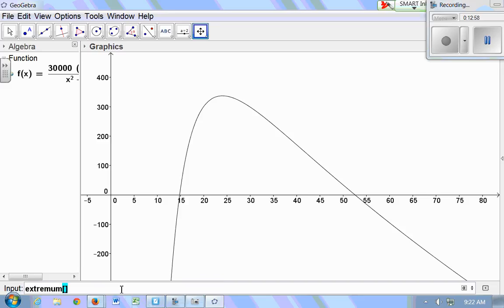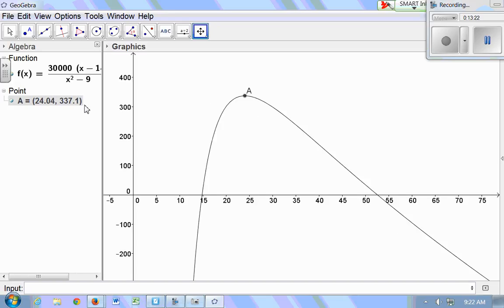So we're going to do f of x, and then you have to give it a region to look for that maximum value. We'll say it happens between 20 and 30, and it'll find the maximum value in that interval. So that very highest point is point A, and it happens at 24.04, 337.1. 24.04 is the age, and 337.1 is the number of arrests per 100,000 drivers.